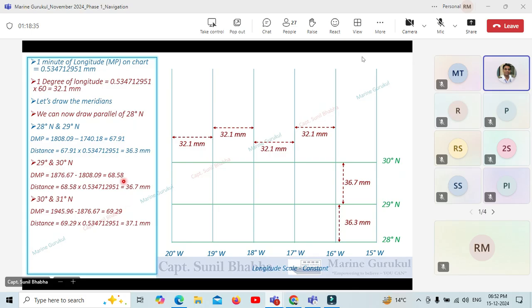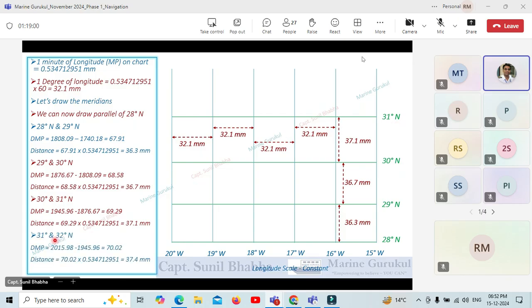You can see now it has increased from 68.58, and multiplying this value, 69.29, with 1 minute of longitude gives us a distance of 37.1 millimeters. So this is the distance to be kept between 30 and 31. So let's keep a distance of 37.1 millimeters and mark off the next parallel, 31 degrees north.